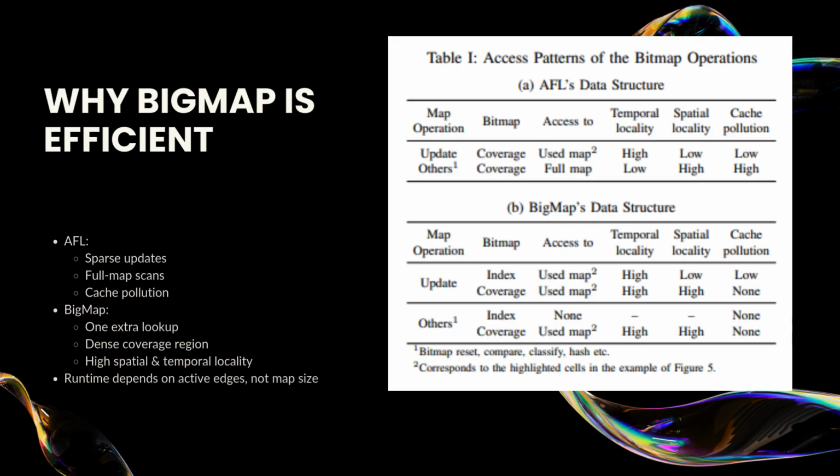However, this lookup is highly predictable and often hits in the cache. More importantly, the expensive operations like reset, classify, compare, and hashing now only operate on the dense coverage region. Because this region is compact and contiguous, it exhibits strong spatial locality. The memory accesses are sequential and predictable. It also exhibits temporal locality since the same coverage entries are frequently reused across executions. As a result, BigMap significantly reduces cache misses and memory traffic.